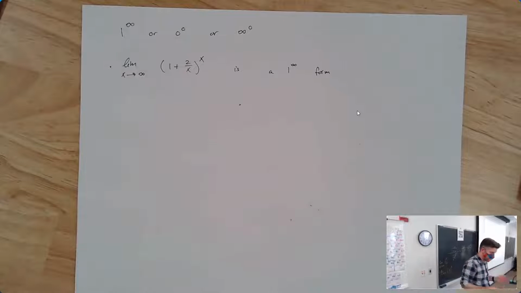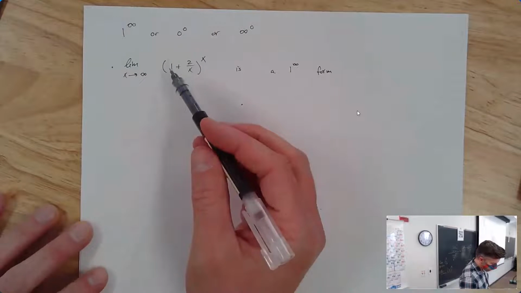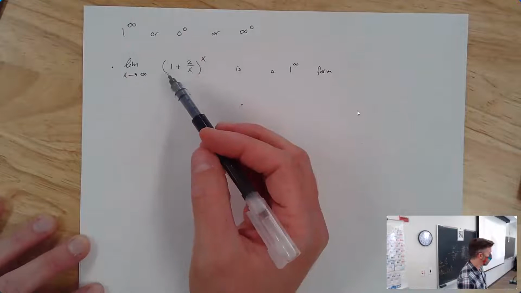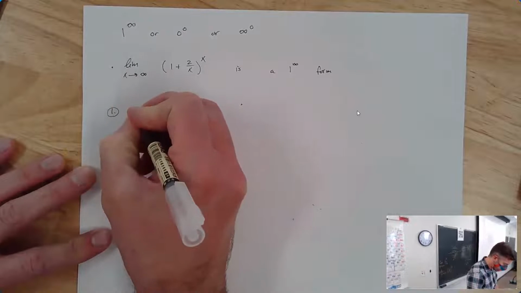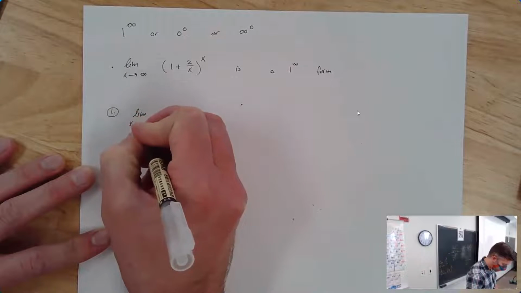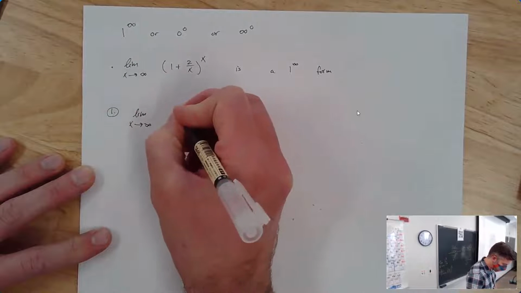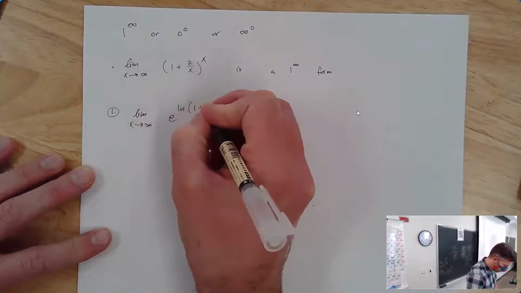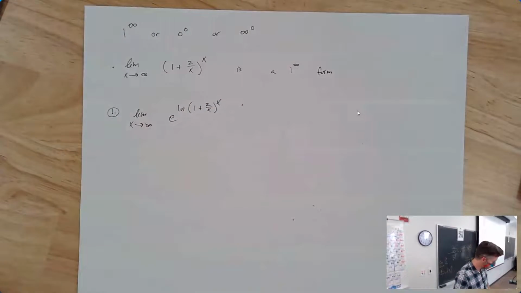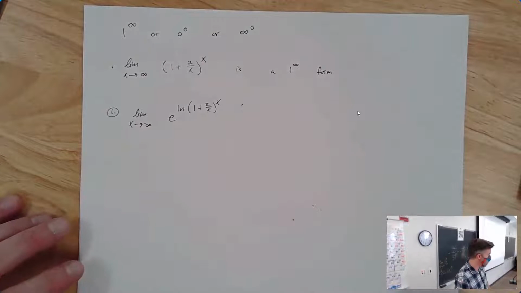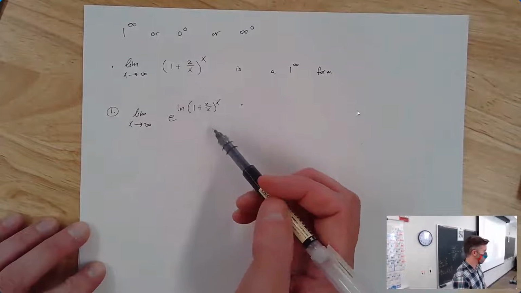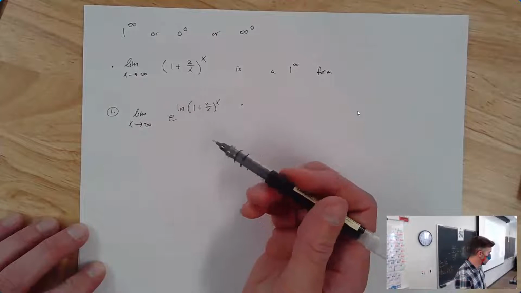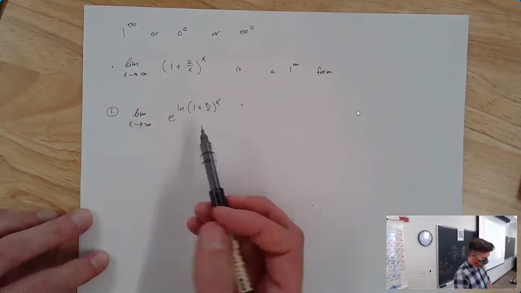Let's find out. There's kind of two schools of thought as to how to do this sort of limit. One way to do it is like this. You can do the limit as x goes to infinity of e to the natural log of (1 plus 2 over x) to the x. And then you can just keep it the whole way. Some people like to do it like that. Other people like to just look at the natural log part and then rewrite the answer at the end as e to the thing. So let's do it this way.